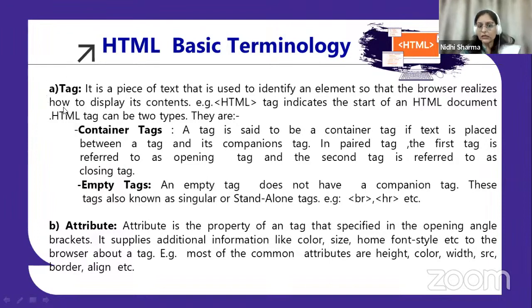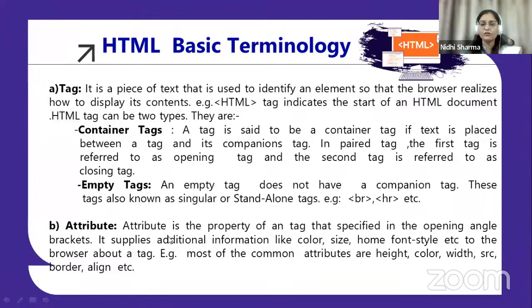Now, tags, as we have already discussed, are a piece of text that tells the browser how to display the text. When we want to instruct the browser how to display the text, various formatting features need to be implemented. So along with tags, we use attributes. An attribute is a property of a tag that is specified in the opening tag. In the opening tag, we specify the property, how that tag is going to perform the task, how that tag is going to display the text or the image or the hyperlink.